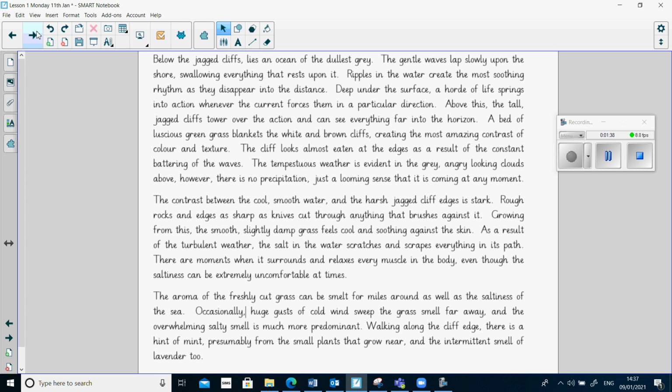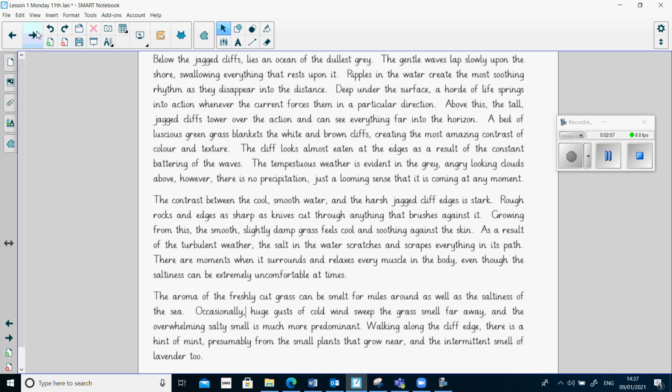Below the jagged cliffs lies an ocean of the dullest grey. The gentle waves lap slowly upon the shore, swallowing everything that rests upon it. Ripples in the water create the most soothing rhythm as they disappear into the distance. Deep under the surface, a horde of life springs into action whenever the current forces them in a particular direction. Above this, the tall jagged cliffs tower over the action and can see everything far into the horizon.